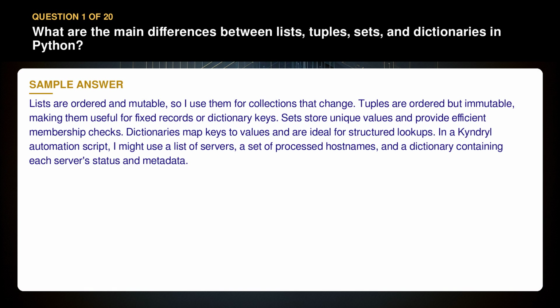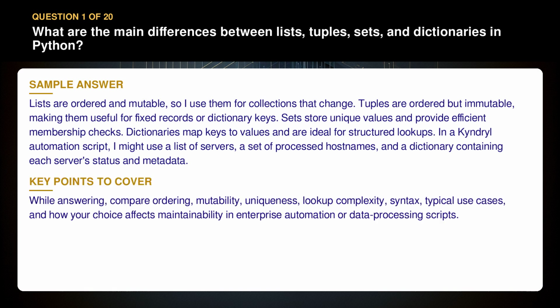In a Kyndryl automation script, I might use a list of servers, a set of processed host names, and a dictionary containing each server's status and metadata. While answering, compare ordering, mutability, uniqueness, lookup complexity, syntax, typical use cases, and how your choice affects maintainability in enterprise automation or data processing scripts.